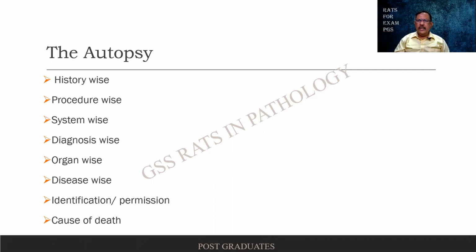This is another way that I compiled. The autopsy questions can be history-wise, based on the history that I have got, or it can be based on the procedures that could be done. What is the system that was affected? What are the diagnosis? What can be the other changes in them? It can be the organ. What are the other changes you can find in that organ? Disease-wise, etc. Identification, permission, as I mentioned earlier. And finally, what is the ultimate cause of death? After all, that is supposed to be the purpose of autopsy.